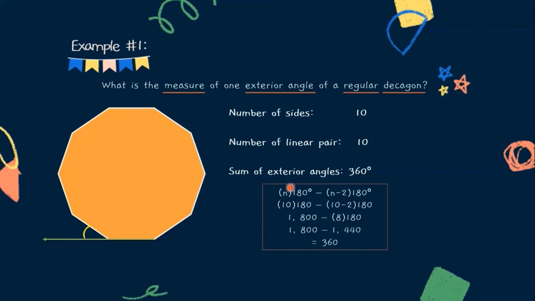Ang meron tayo ay sum of the exterior angles. Therefore, ang 360 degrees ay sukat ng kabuuan o lahat ng mga exterior angles. Ang hinahanap ay sukat lang ng isa. So what we will have to do for us to get the measure of one exterior angle is to divide 360 degrees by the number of sides of the polygon. So this is a decagon with 10 sides, kaya divide natin siya by 10. 360 degrees divided by 10 is equal to 36 degrees. Therefore, for this regular polygon, which is a decagon, the measure of one of its exterior angles is 36 degrees. Yung kabuuan ng 10 ay 360, pero yung isang angle ay 36.